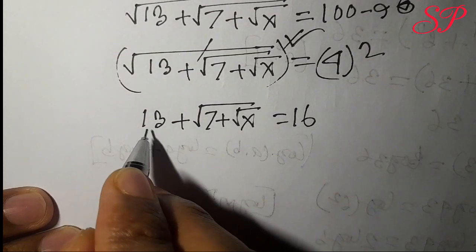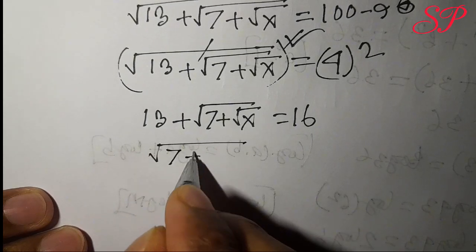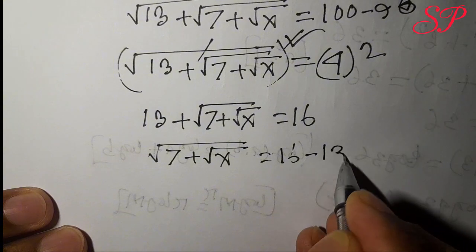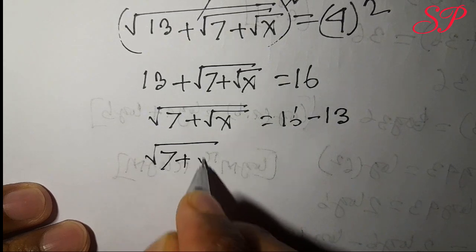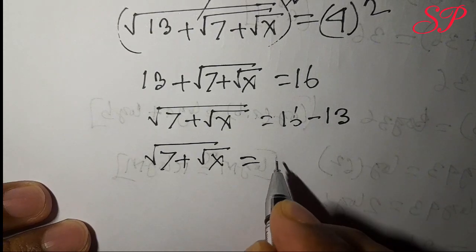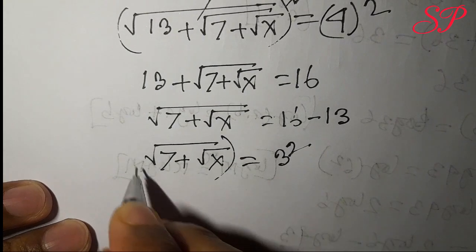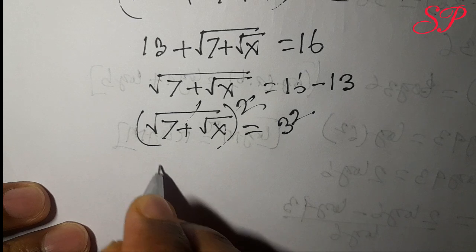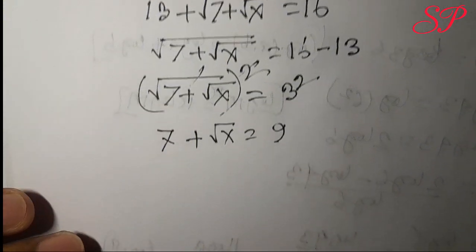Again, we transform 13 from the left side to the right side. We can write 7 plus root x is equal to 16 minus 13. Then subtract 13 from 16. We can write 9. Square this equation on both sides. We can write square and root cancel. So 7 plus root x is equal to 9.